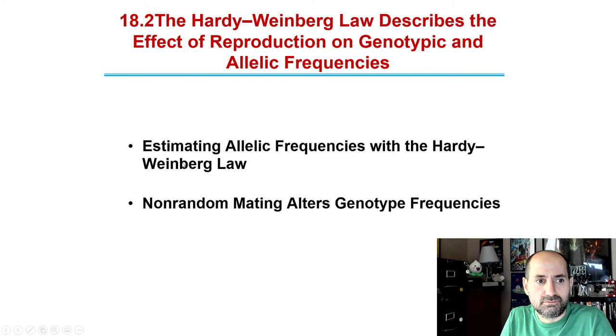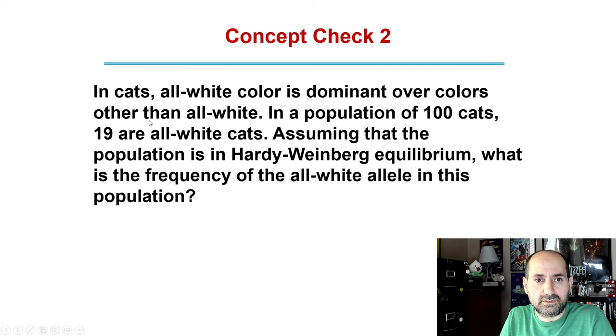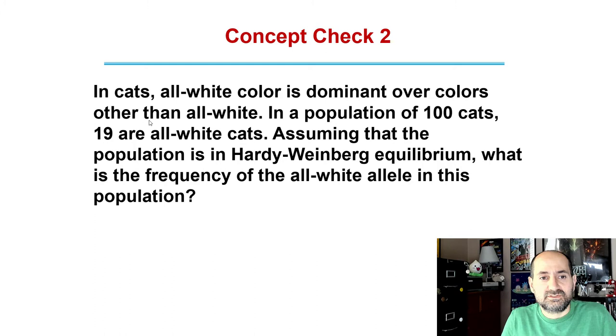All right. So with Hardy-Weinberg, you can estimate allelic frequencies with the Hardy-Weinberg law. So let's look at a concept check where we can calculate, using Hardy-Weinberg equilibrium, allelic frequencies or genotypic frequencies in the population. So let's look at this concept, and then we'll take a quick break time with Gizmo and Wicket.